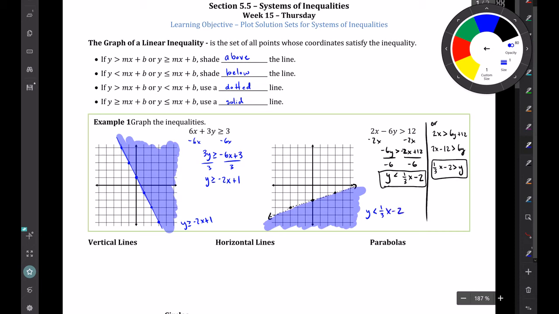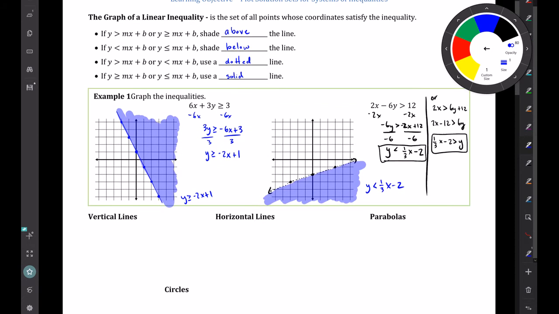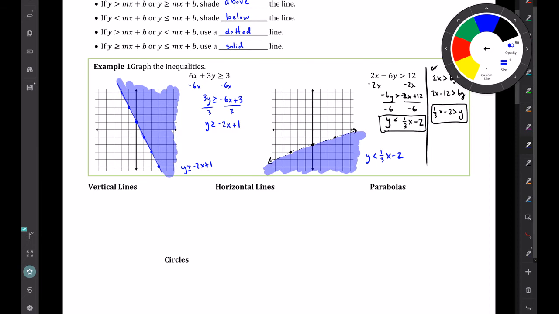Okay, so that's the set of solutions to these inequalities. Now I want to review how you would shade if you had a vertical line. Well, if you had a vertical line, that's something like x equals some number, right? And so if you want to shade less than some number, you would shade to the left. And if you wanted to shade greater than that number, you shade to the right.